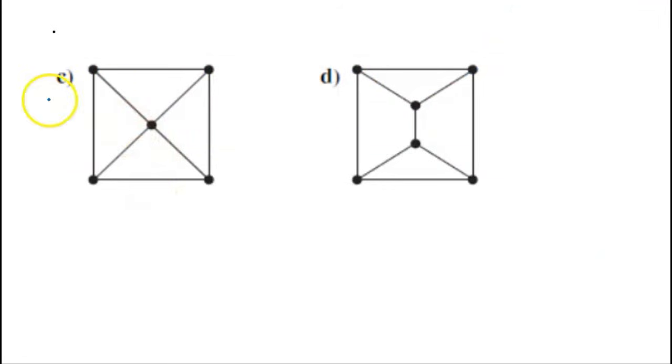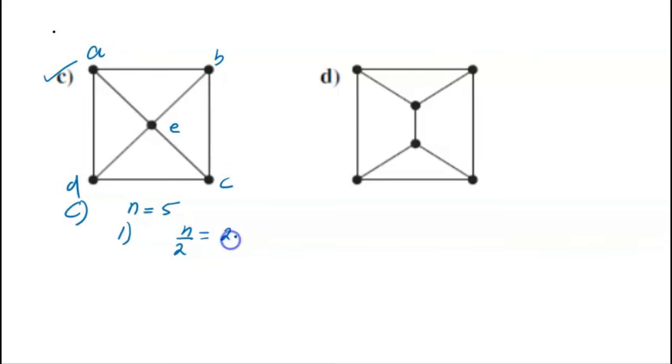Now let us look at the C part. First of all, how many vertices are there? n is equal to 5. Let me call these vertices A, B, C, D, and E. The first part is, can we apply Dirac's theorem? Dirac's theorem tells us that the degree of each vertex should be at least n/2. n/2 here is 2.5. And if I look at the degrees here, they are 3, 3, 3, 3, and 4.